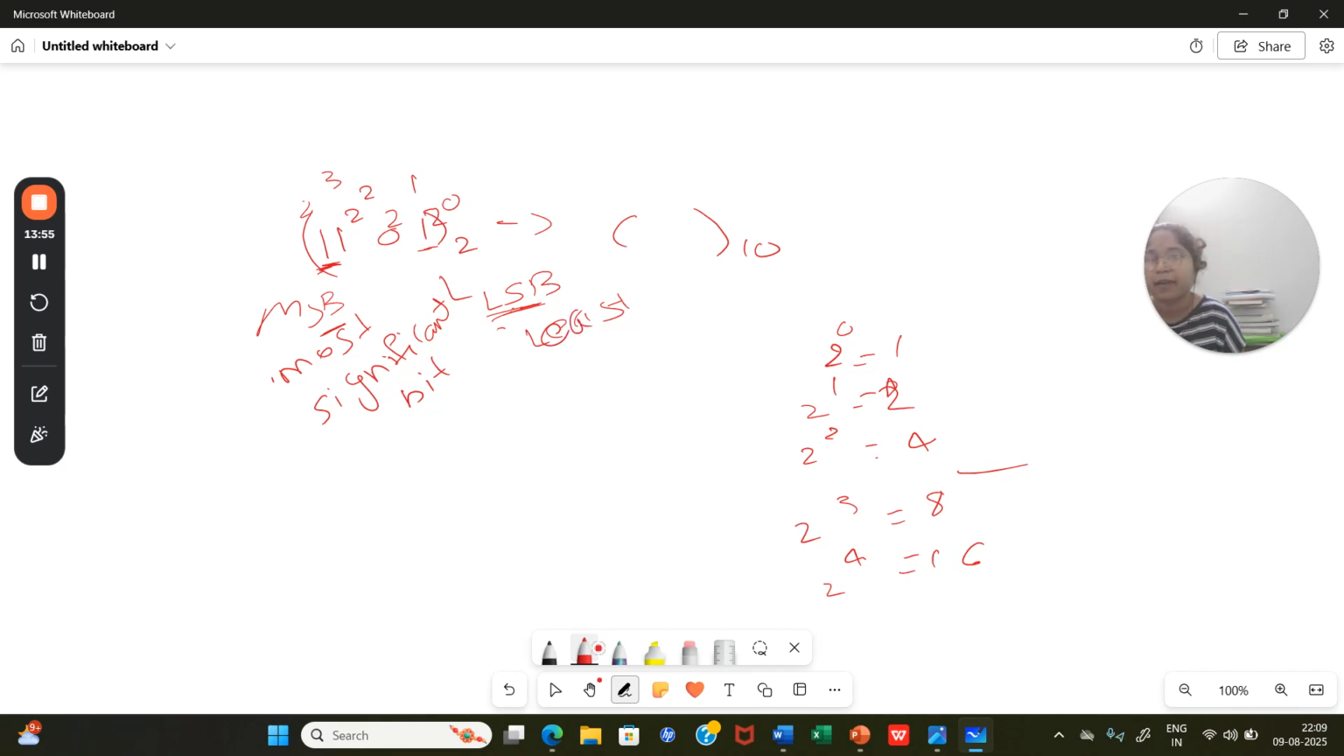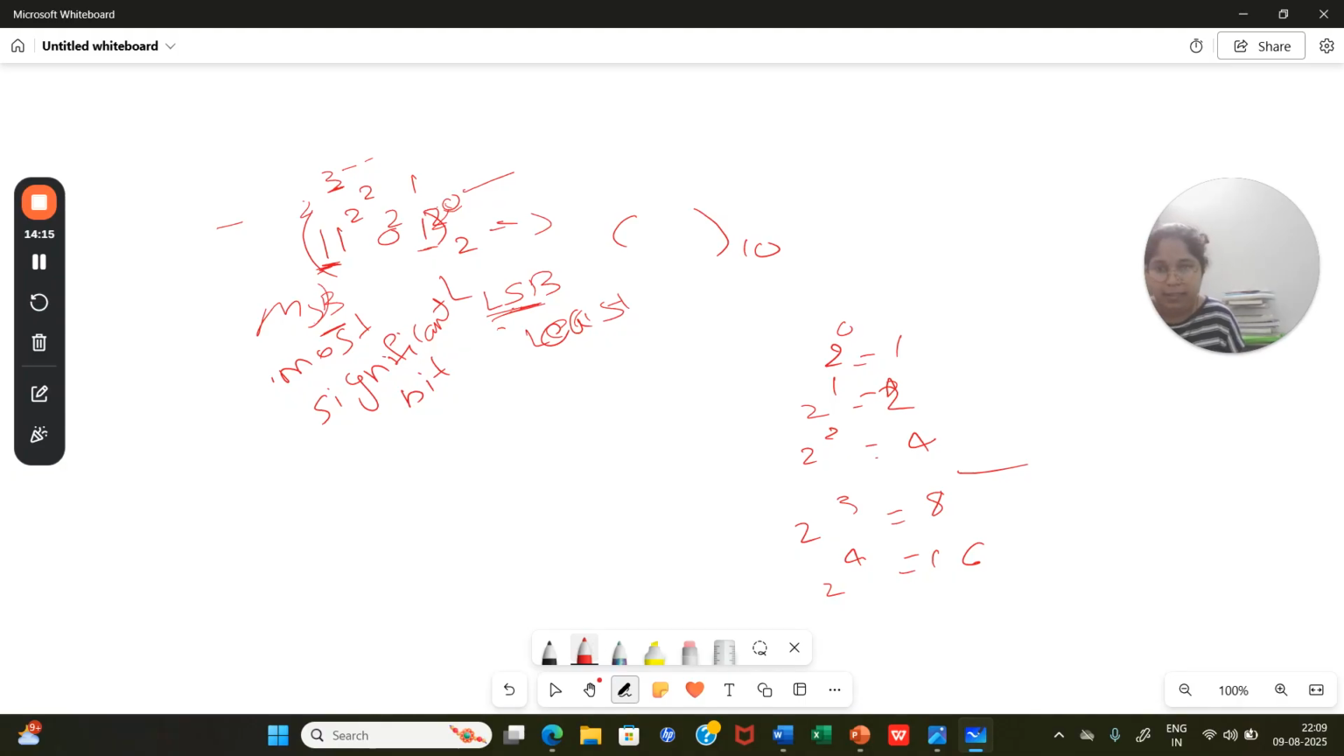The one having power 0, that is the power of 2 started from 0, is the least significant bit. 2 power 3 means most, that is the higher value. The power 3 means most significant. Usually the LHS side we call MSB, and the RHS side we call LSB.